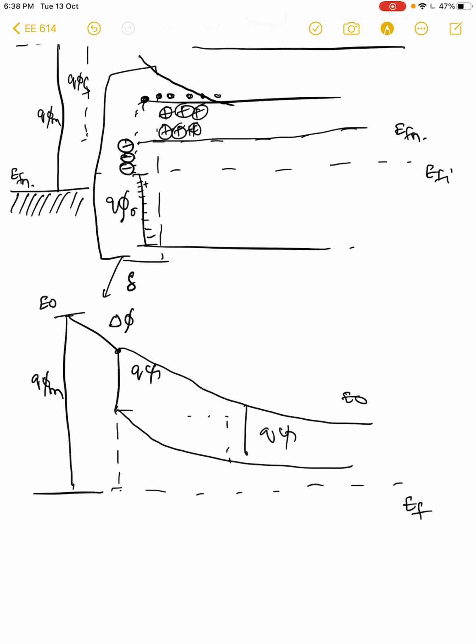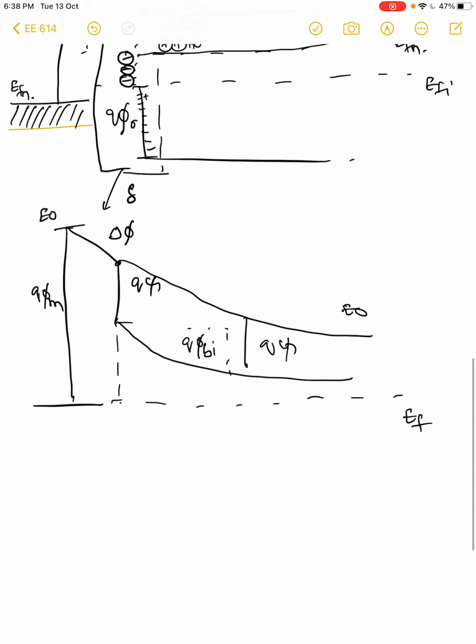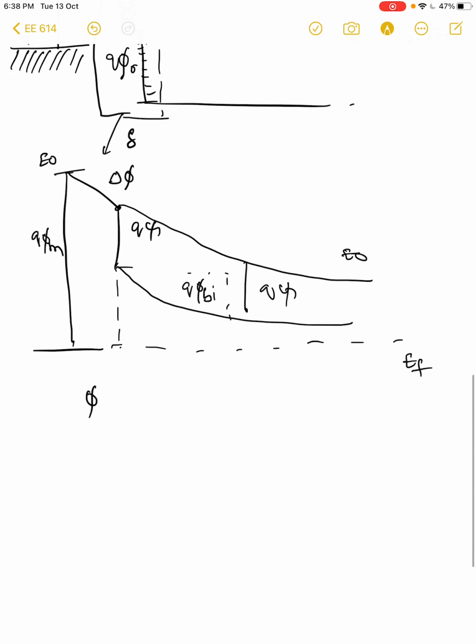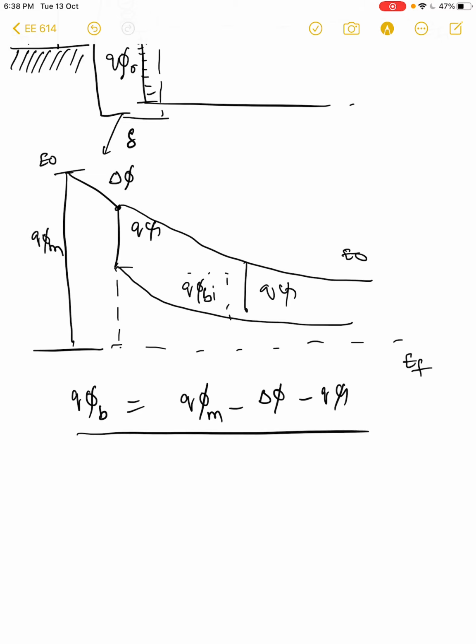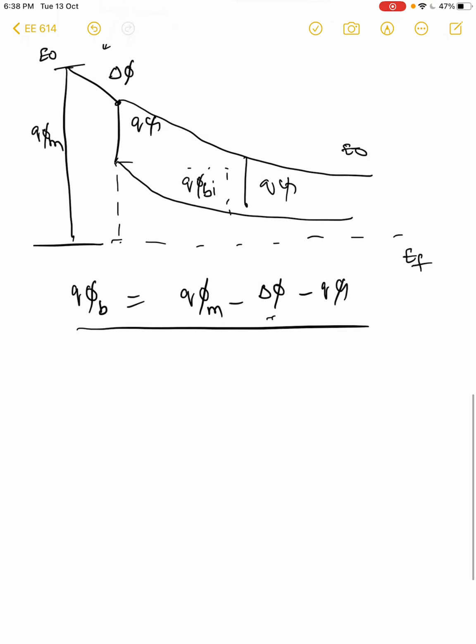And this is QBI, the built-in potential, right? So under these situations, the actual barrier height Q psi B is now Q psi m minus del psi minus Q chi. So you already have a barrier potential which is reduced by the factor of the potential drop over the interface, right? Now what's the potential drop at the interface? You can calculate this from Poisson's equation.